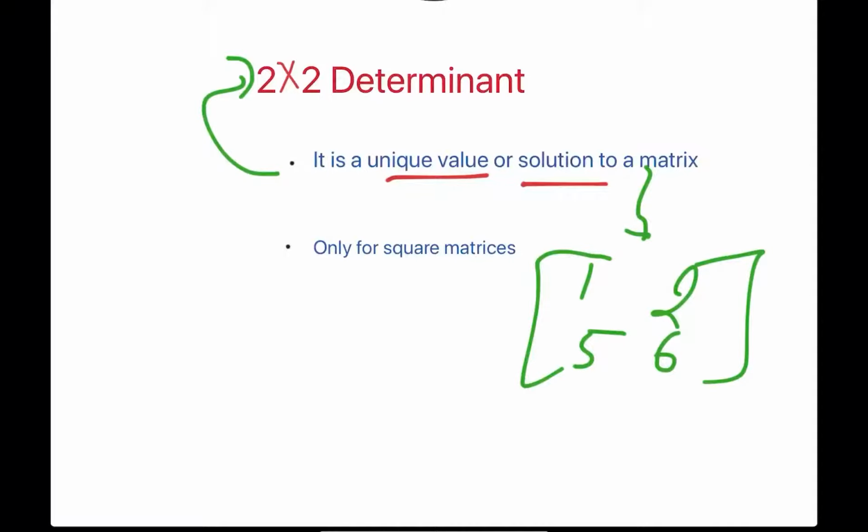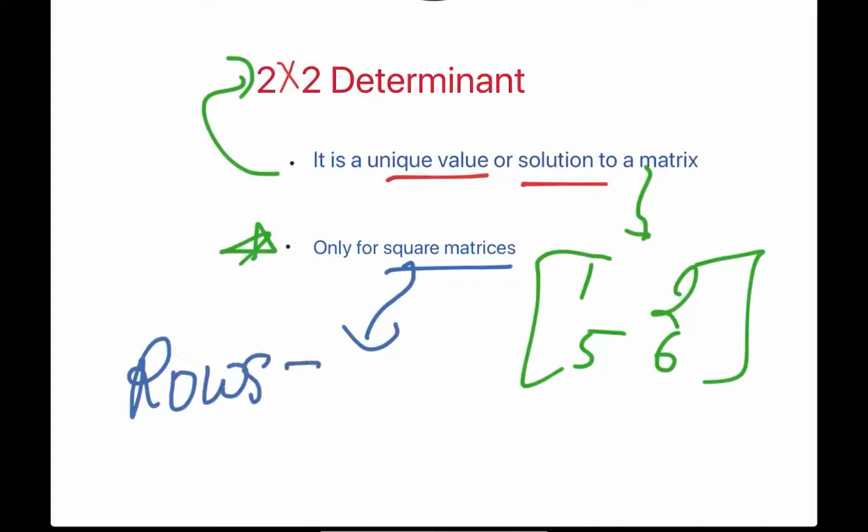The next point is actually the star point and is very important: it is only applicable for square matrices. Now what is a square matrix? One whose number of rows is equal to the number of columns. So if I just look at this matrix which is given here to me, let this be matrix A.